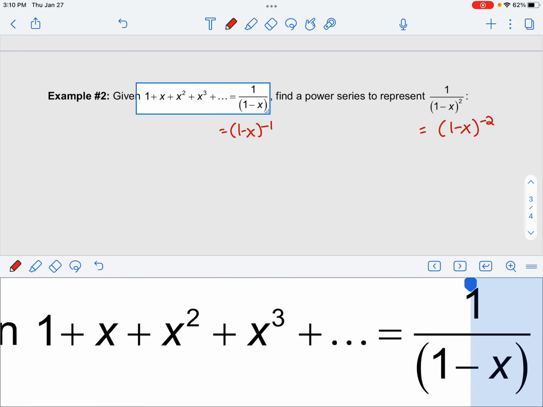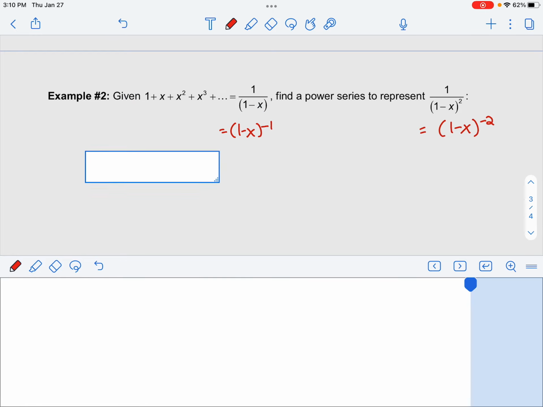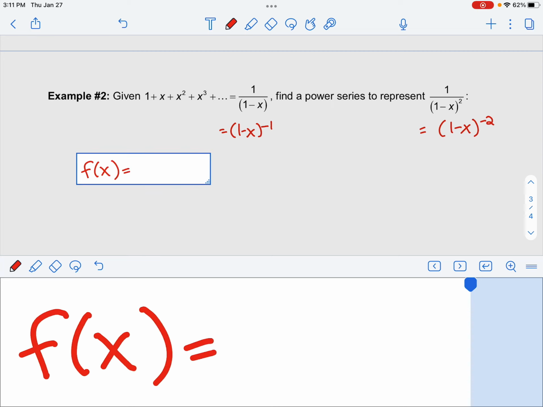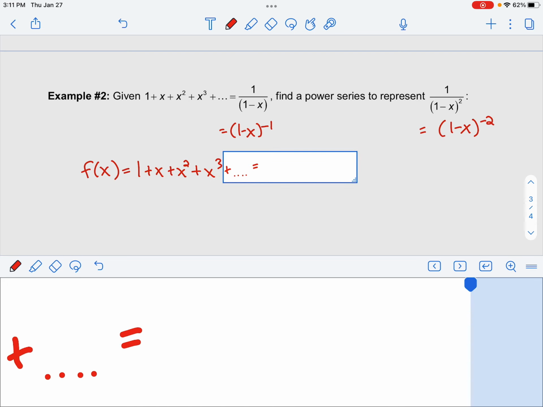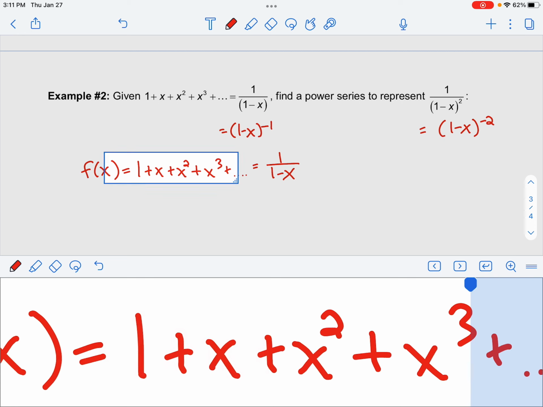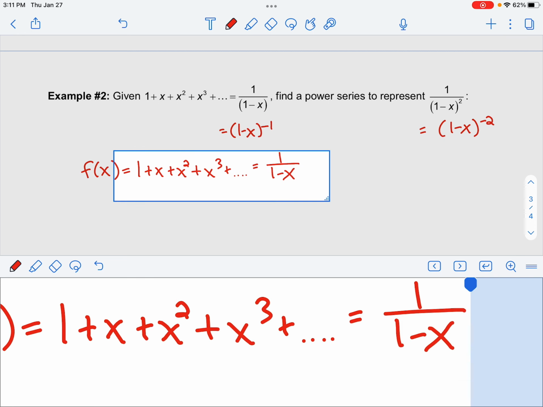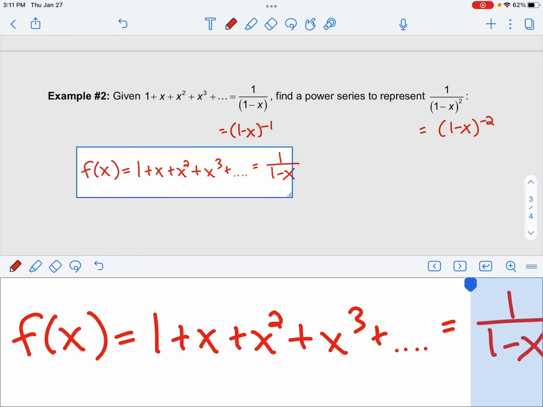I'm going to take this power series right here and think of it as a function. I'm going to say f of x is equal to 1 plus x plus x squared plus x cubed plus ... And we know that for this we can use our sum of an infinite geometric series formula, and say it equals 1 over 1 minus x. Again, this only works for r between negative 1 and 1, so x has a specific interval in order for all this to work.